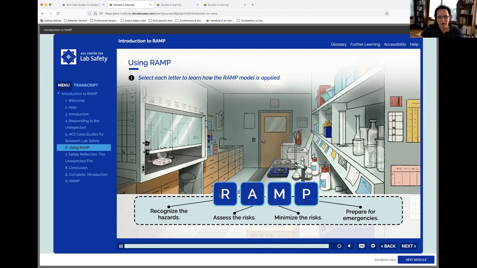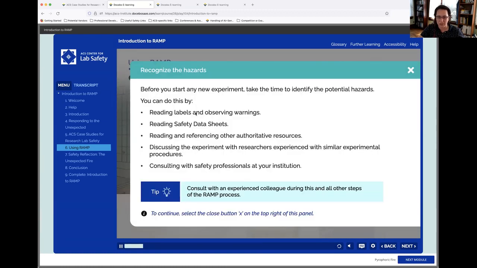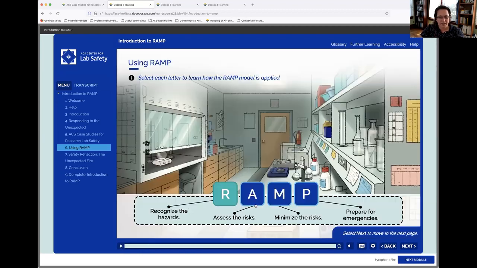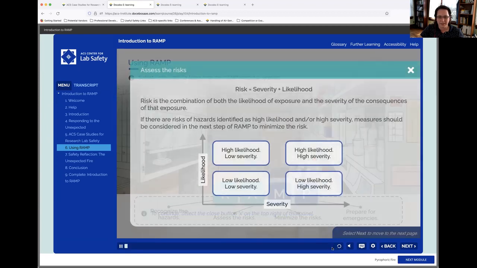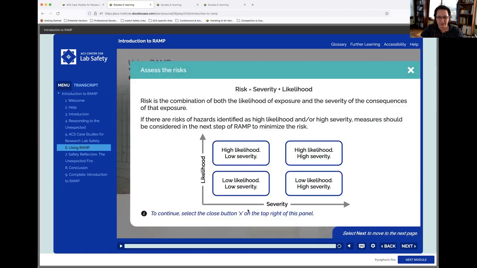So we have R, which is for recognize the hazards. And in this case, we're giving them an introduction to the many different places and many different resources they can use to recognize hazards in their experiment. A is for assess the risk, and this is where we introduce them to the idea of thinking about both the severity and likelihood of the risks of the hazards that they have recognized within the first step.